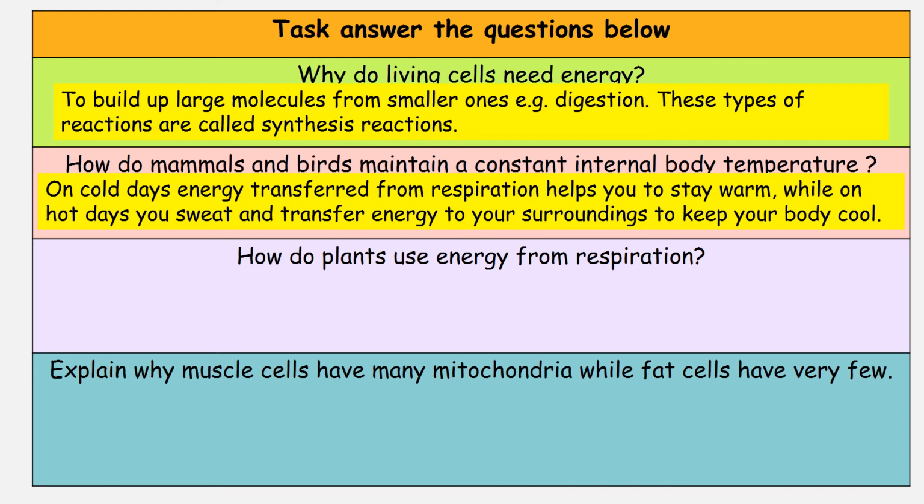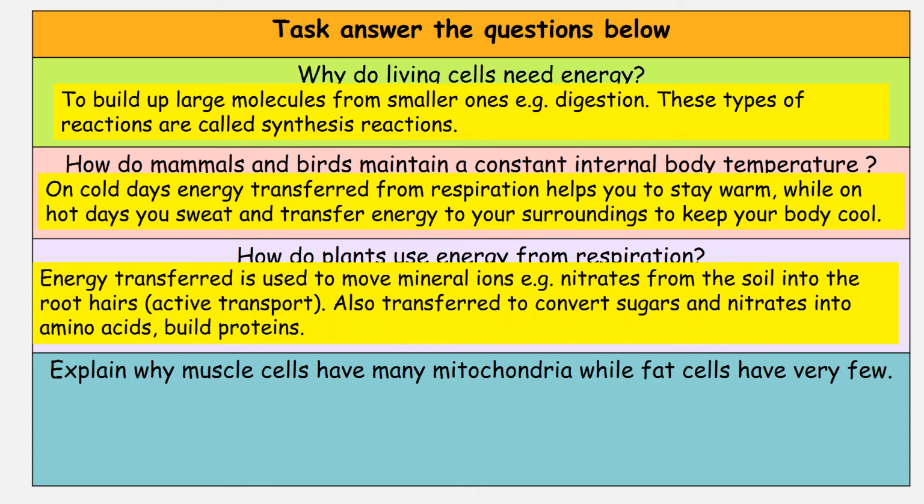Okay, question number 3. How do plants use energy for respiration? We spoke a lot about that in previous ones. So they use it to convert glucose and nitrates into amino acids to build proteins, or into cellulose for their cell walls, things like that. But also they use it for active transport, the same as us.